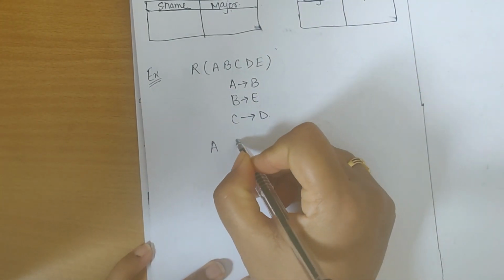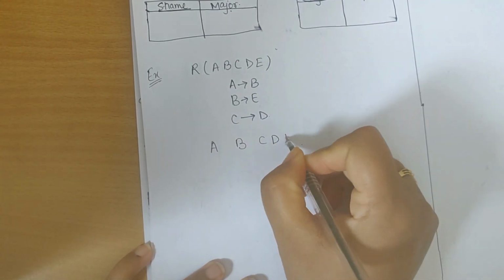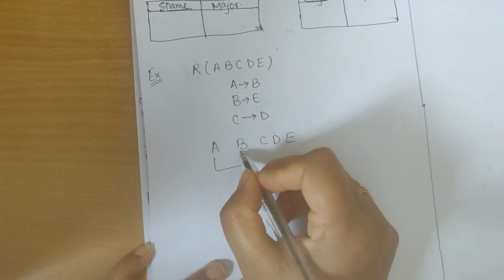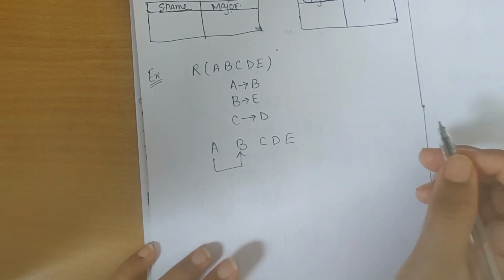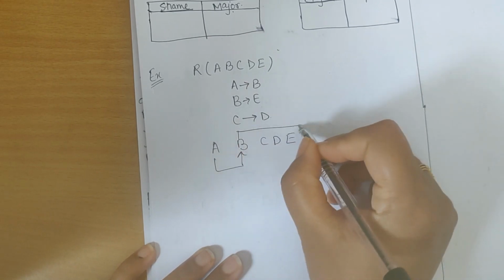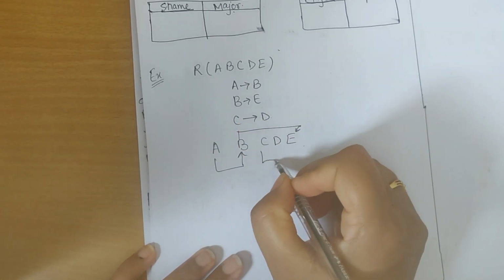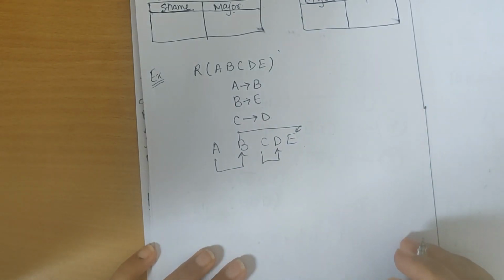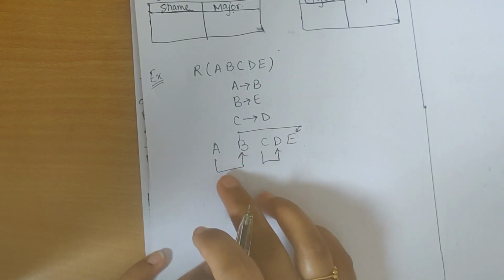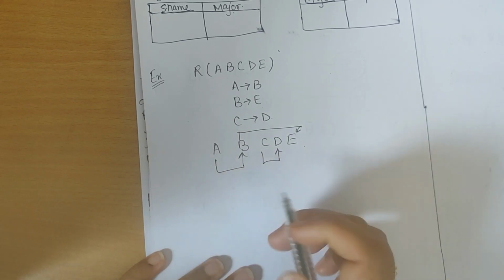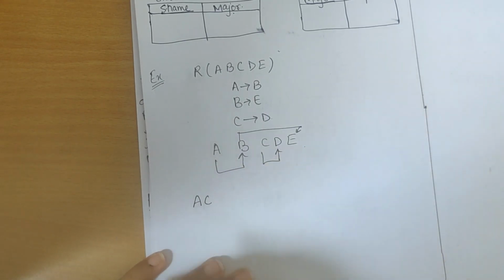So let's do it. A, B, C, D and E. A determines B. A is giving directions to B. B determines E. B is giving directions to E. Then C determines D. C is giving directions to D. Who are the important elements who do not have any incoming edge? So AC is the important element.